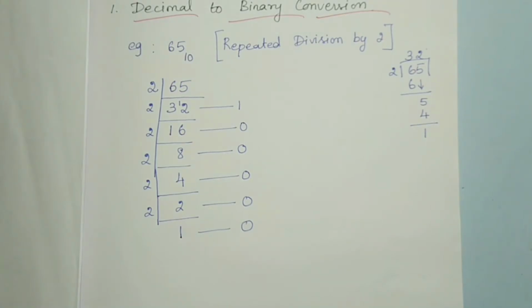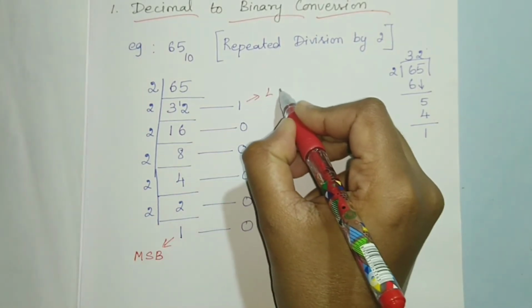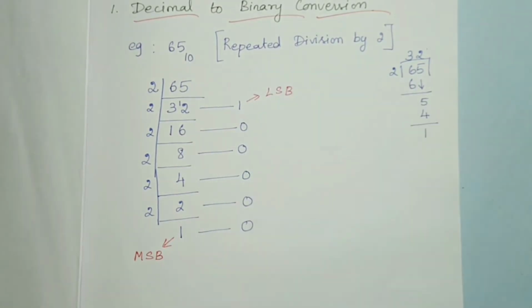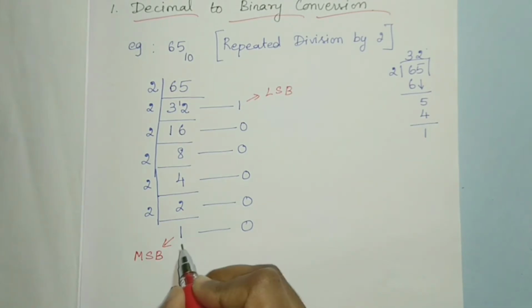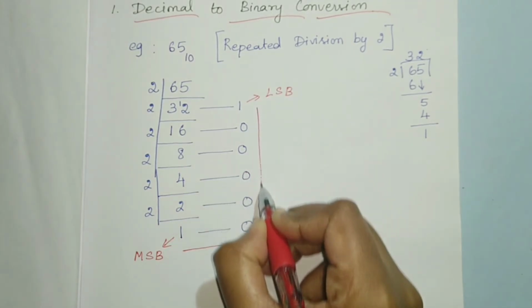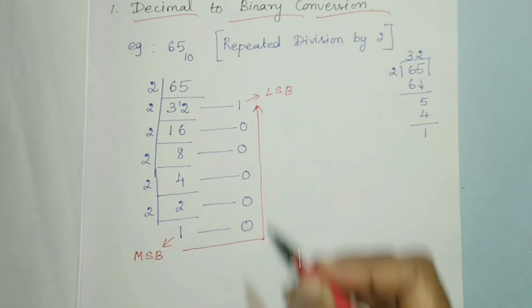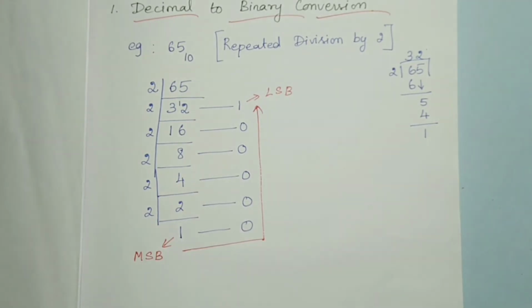Now look at the numbers carefully. The last number is the most significant bit and the first remainder is the least significant bit. So now you should write from bottom to top. That is the way to write the number. From bottom to top you have to write. I'll show you the flow of how to gather the number from bottom to top.